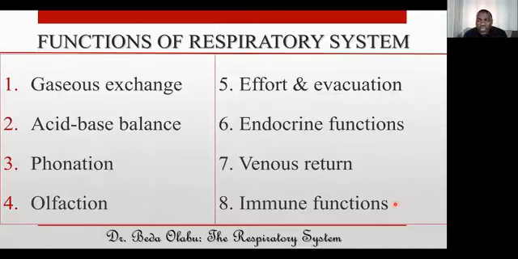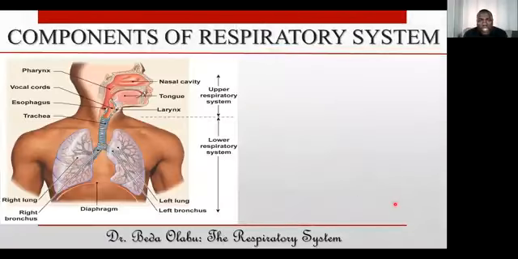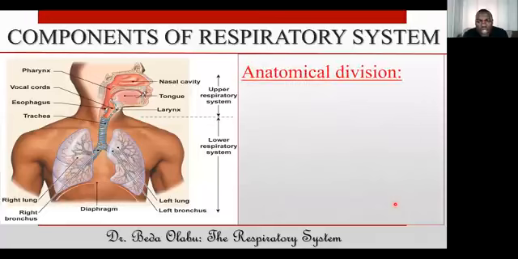Right, so these are the key functions of the respiratory system. What are the components of the respiratory system? We can look at the components of the respiratory system in two ways. We have the anatomical components and the functional components. Or we can look at it this way: we divide the components of the respiratory system both anatomically as well as physiologically.